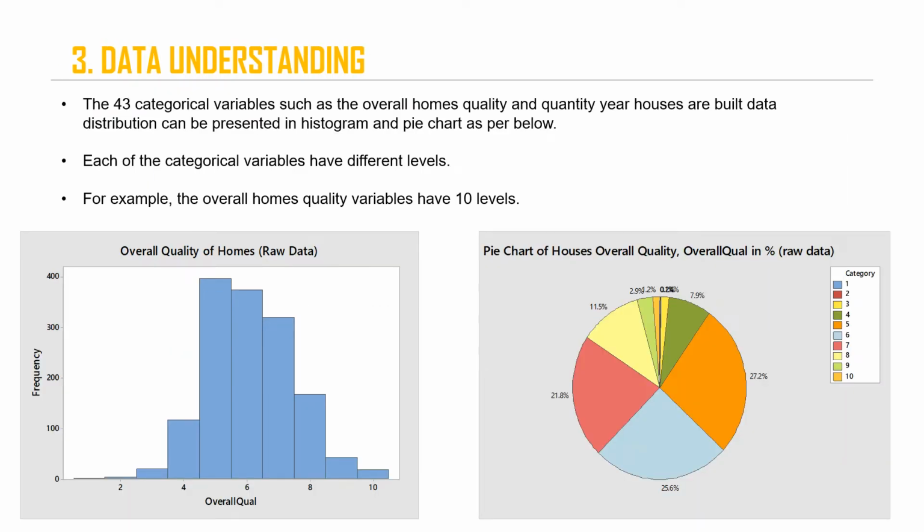On this slide, we have an example of a categorical variable. The pie chart and the histogram both show the frequency and the overall quality. The diagrams provide us with a visual representation of the categorical data. As shown, there are 10 levels for the overall quality of homes.